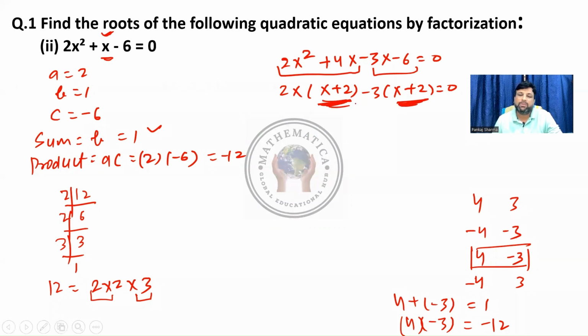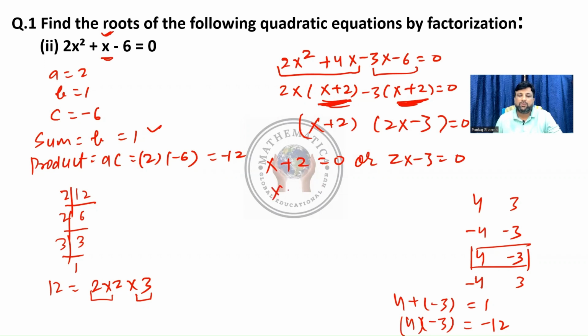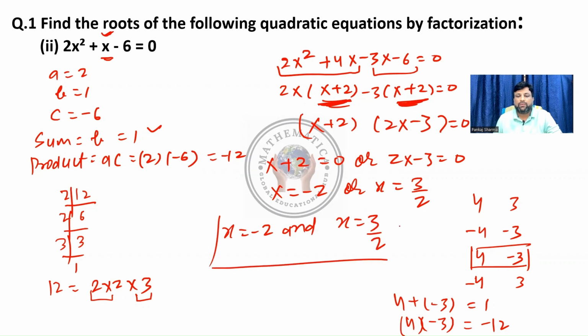If we are not getting the same, it means we are doing something wrong. x plus 2 we can take common from all, and it will become 2x minus 3 is equal to 0. So either x plus 2 is equal to 0 or 2x minus 3 is equal to 0. So x is equal to -2 or x is equal to 3 by 2. So we can say that x is equal to -2 and x is equal to 3 by 2 are the roots of a quadratic equation. So these will be the two roots.